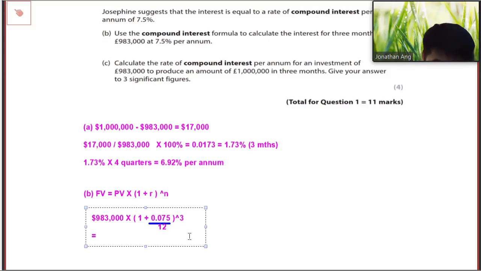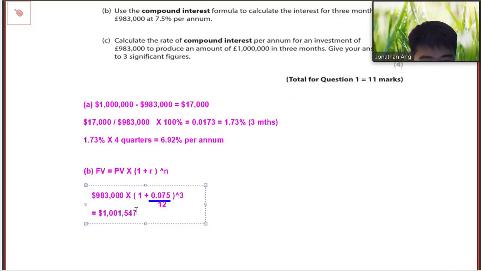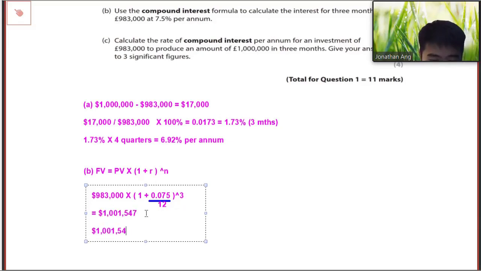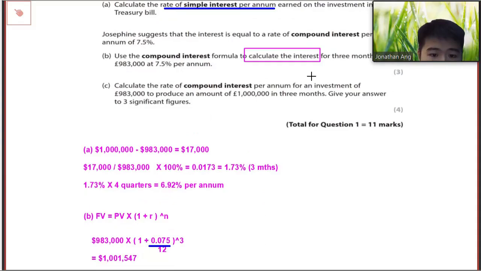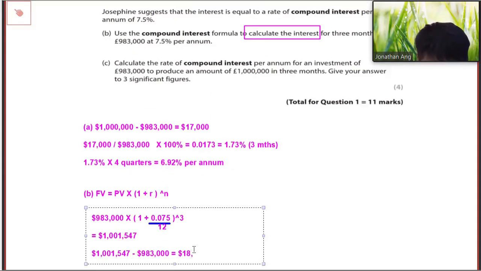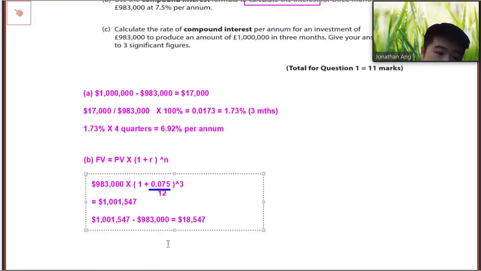Now, the number that I'm getting is, hold on. I get 1,001,547. Just round off the figure if you have decimals. So this 1 million is your future value, which is inclusive of principal. What do you do? You minus out the principal to get the interest amount, because the question only asks for the interest that you have earned. The question said it very clearly right here: calculate the interest. So 18,547. That's your interest earned.